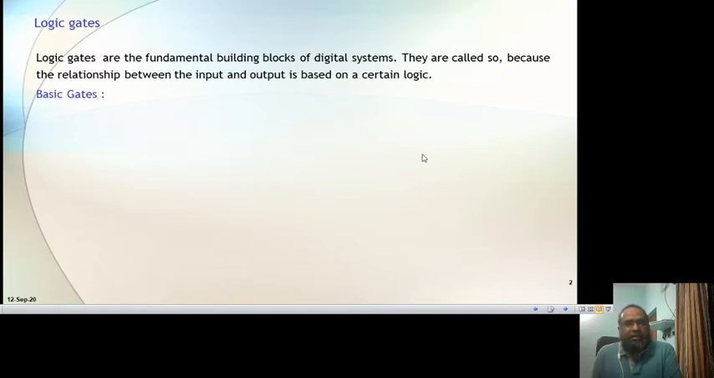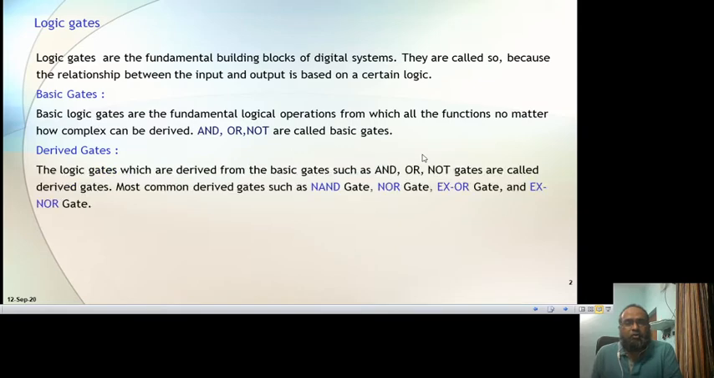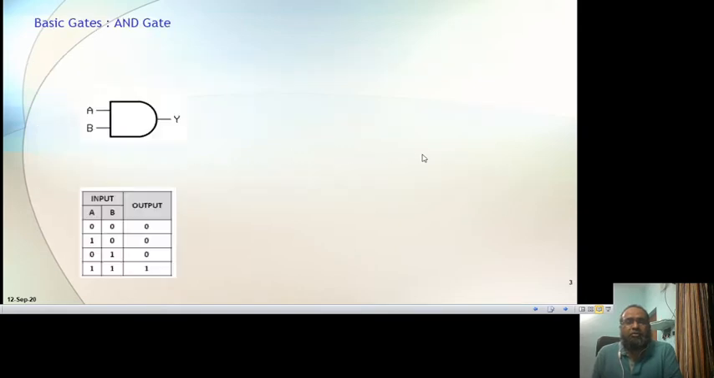So basically, there are two types of gates. One is called basic gates, which consists of AND gate, OR gate, as well as NOT gate. And there are derived gates, that is derived from these gates. They are NAND, NOR, exclusive OR, and exclusive NOR gates. These gates are known as logical gates because they are working as per certain logic. So we will see one by one.